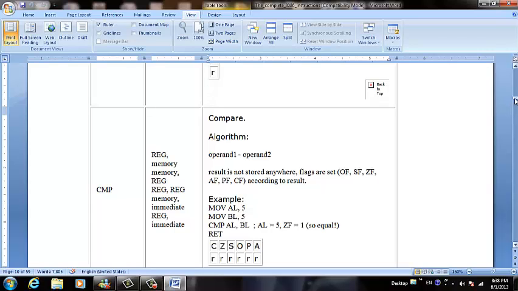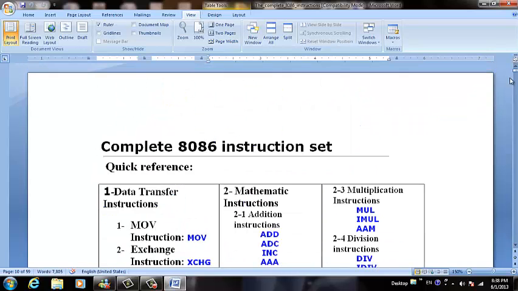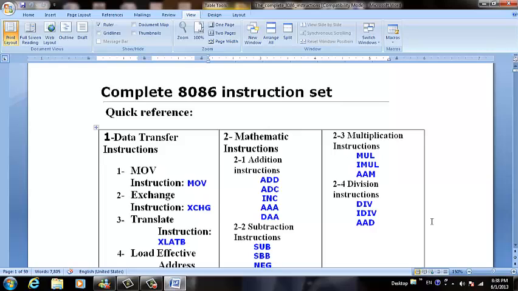And that is used, in fact, for comparison and for decision making in programs. That is to say, if the result is 0, do so and so. Okay.